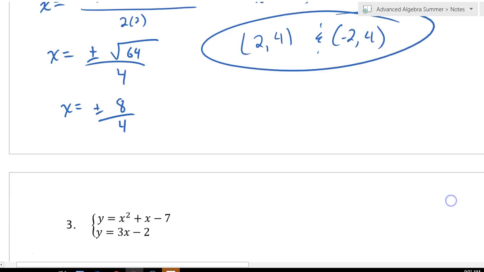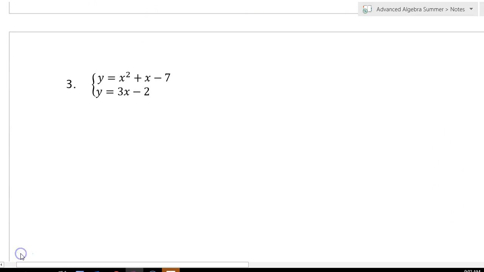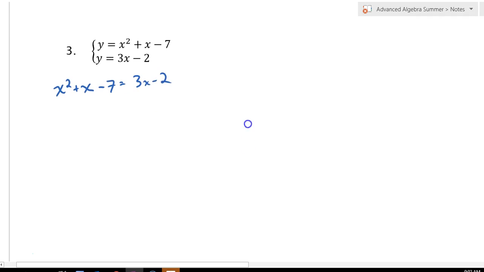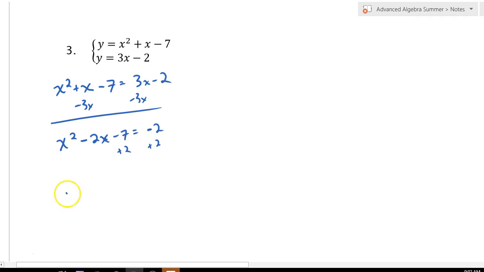All right, moving along. So here we have both y equals again, so let's go ahead and start solving. I have x squared plus x minus 7 is equal to 3x minus 2. I'd subtract my 3x from both sides, which would give me x squared minus 2x, because remember there's a 1 here, minus 7 is equal to negative 2, because it's minus here. Then I'd add 2 to both sides. I'd get x squared minus 2x minus 5 is equal to 0.